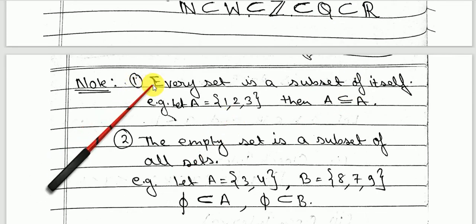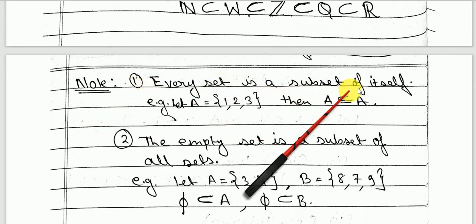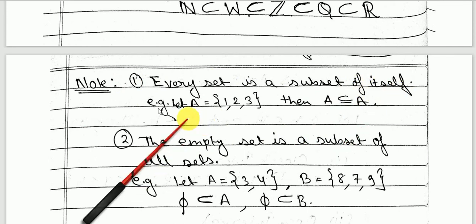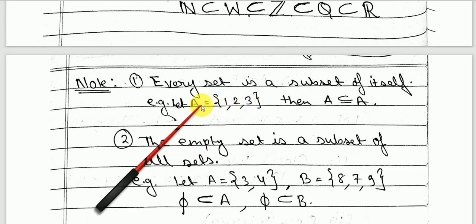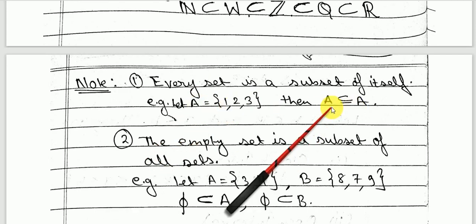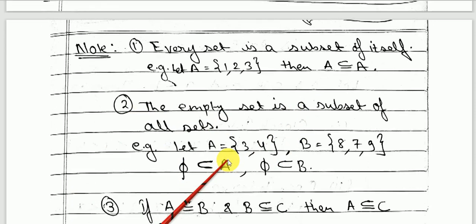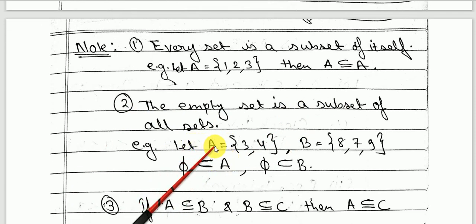Next, note that every set is a subset of itself. Example, A equal to 1, 2, 3. A is contained in itself, so A is a subset of A, and we write A ⊆ A. And next, the empty set is a subset of all sets. So you should always remember that the empty set is always a subset of all sets.